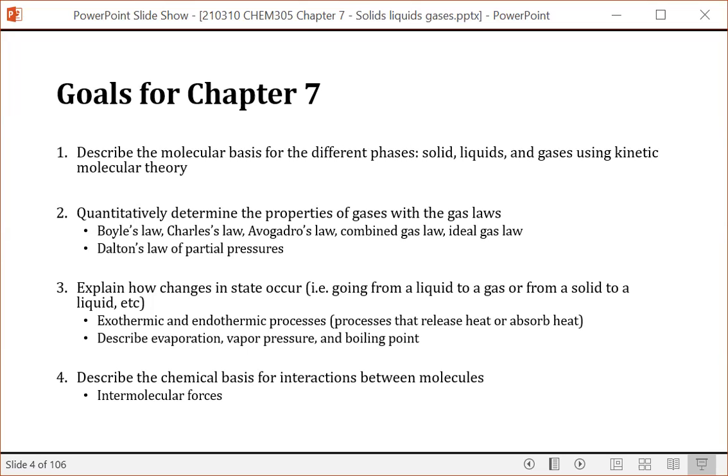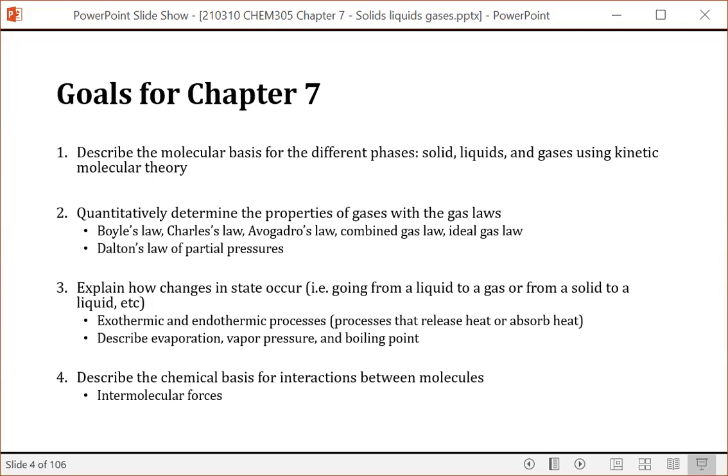The combined gas law and the ideal gas law. And then to go along with those, Dalton's law of partial pressures. So that's the numbers part of chapter 7. Most of chapter 7 is descriptive, but in this section on the gas laws, you'll be doing some calculations.